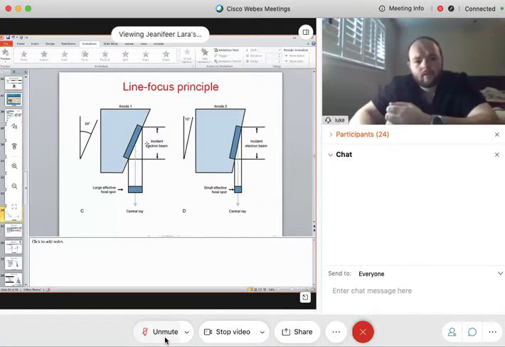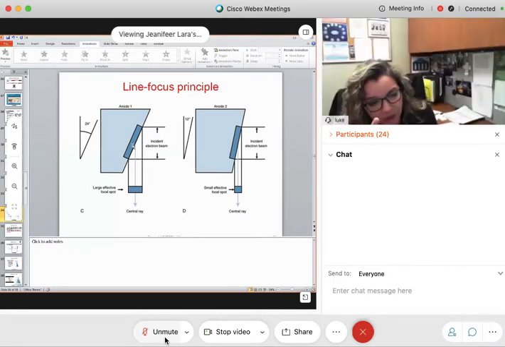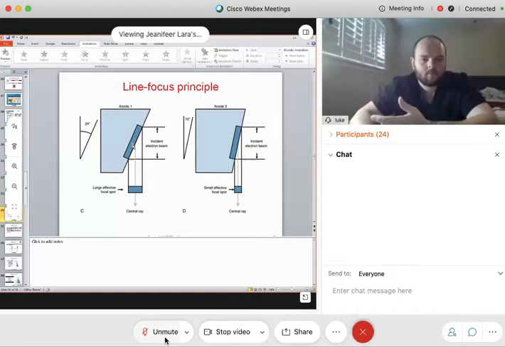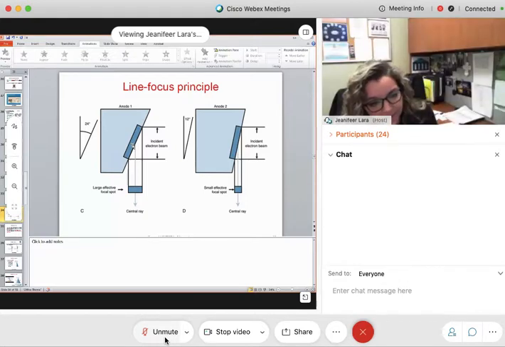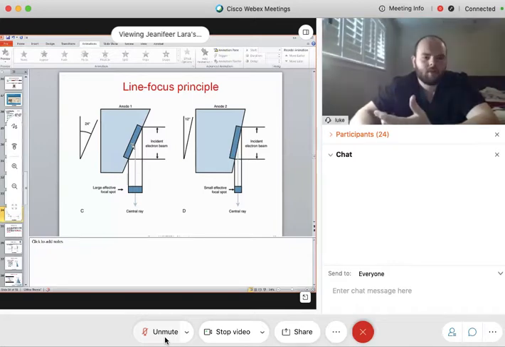So when electrons hit the target, what two things are going to emerge? Two interactions. We have two conversions happening. What is it? 99% turns into heat, and then the 1% turns into X-ray. Beautiful. See, we do know this, guys.